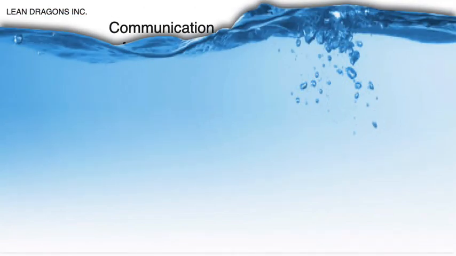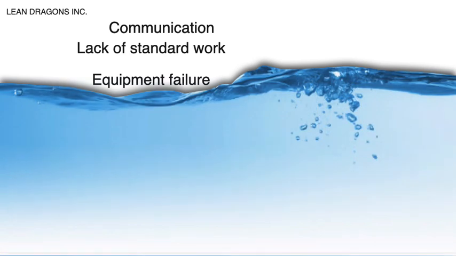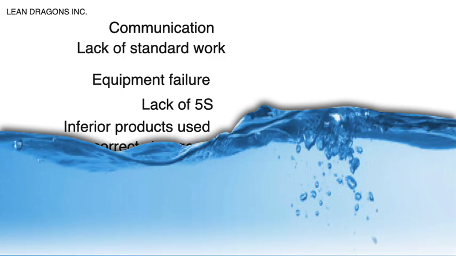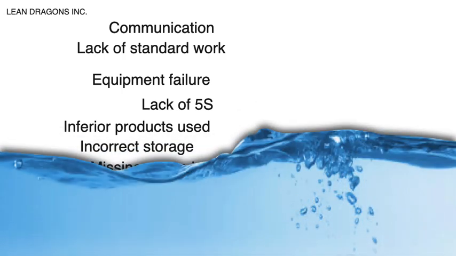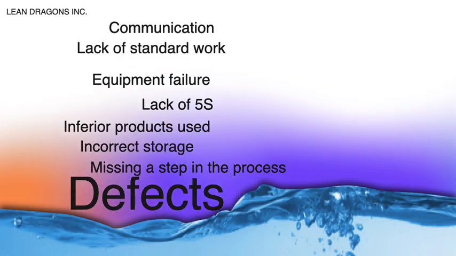There are many reasons for defects to happen. Communication, lack of standard work, equipment failure, lack of 5S, inferior products used, incorrect storage, missing a step in the process. This is a really good place to use the value stream map and see where the problem started to occur. When this is found, the 5 whys are called in to assist to find out what caused the problem so that a countermeasure can be found.